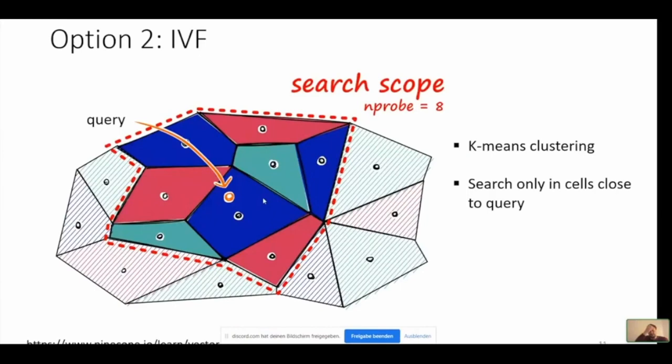The second option is called IVF. Here the idea is you run clustering on the vector space. You take all these vectors you have, you cluster them into cells, and then at query time you put the query into it, you check which cluster cell the query falls in, and then you look at the neighboring clusters and in the cluster itself to find the closest embeddings for this query.